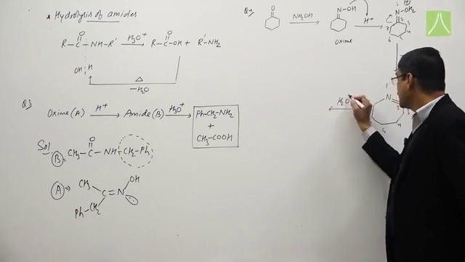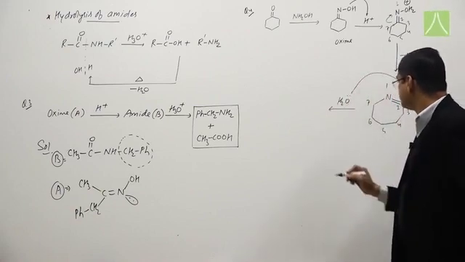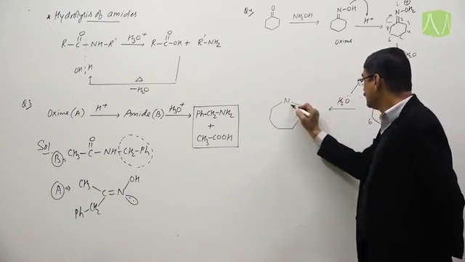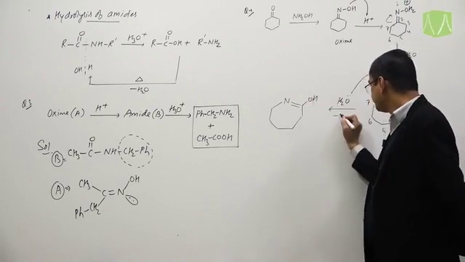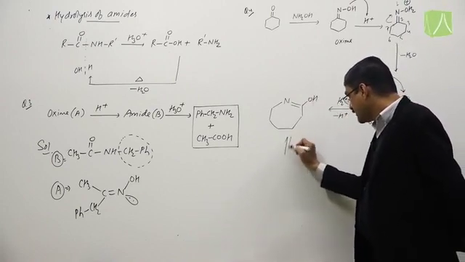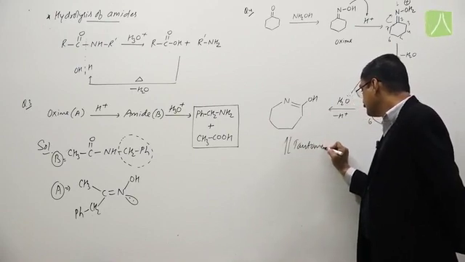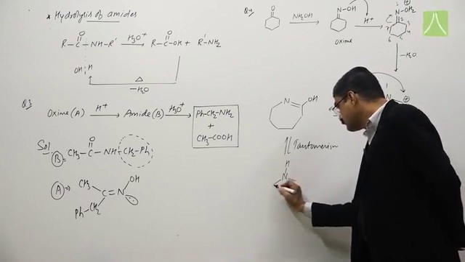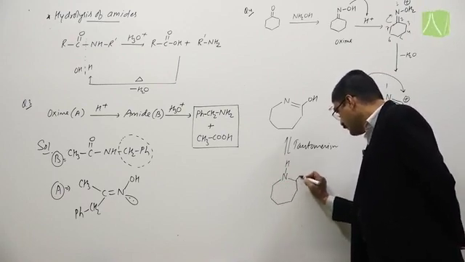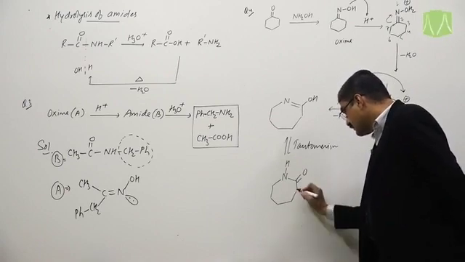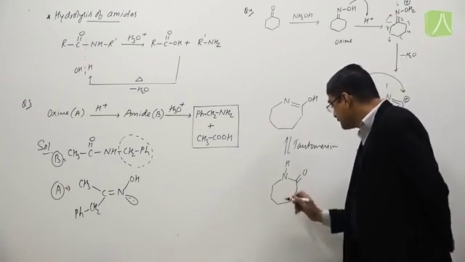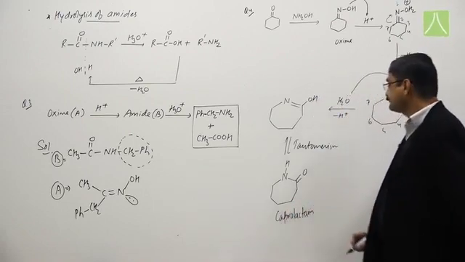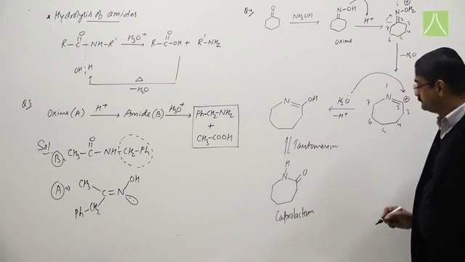Now on adding water, we get the structure like this, and after tautomerism, finally the amide is obtained. This is a 7-membered ring and it is formed from aminocaproic acid, so it is known as caprolactam. This is a very important example.